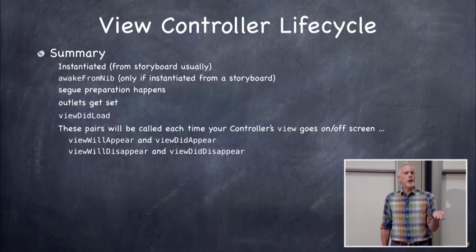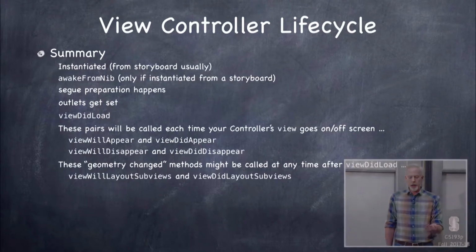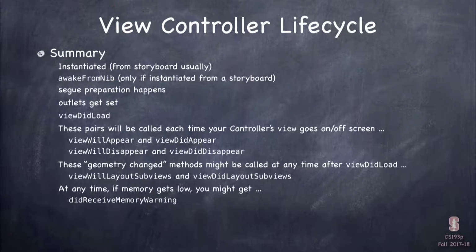All right. Then you appear and disappear off screen, and you get those view will and did appear and disappear, back and forth. At any point along here, your geometry might change, causing viewWillLayoutSubviews and viewDidLayoutSubviews to get called, probably with auto layout happening in between those two calls, because layout subviews will cause auto layout to happen. And if at any time you start using a lot of memory, or even just the whole device uses a lot of memory, you might get this didReceiveMemoryWarning, which you can hopefully clean up something to, but often you can't because you just don't have anything big. All right, so that is the view controller lifecycle.